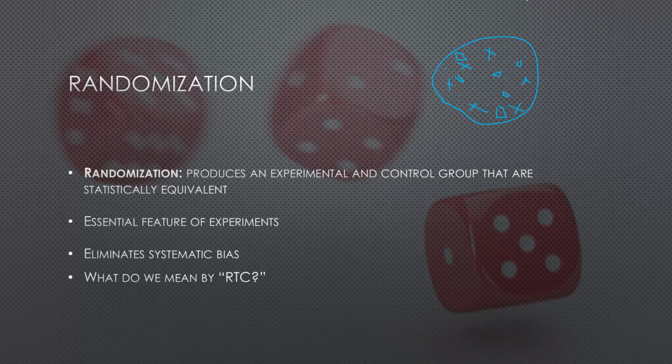The reason why we want to randomly select people, and we're going to talk about this more in the next video, is so that each outlier has the exact same chance of being in our sample, being in either our experimental or control groups, right? So think of it like this.